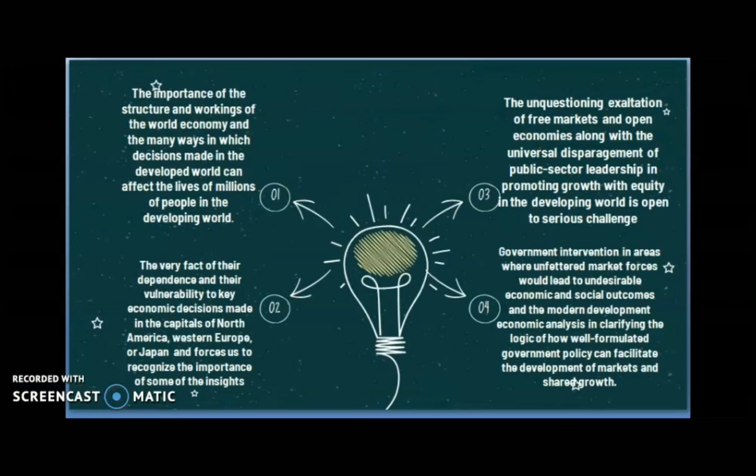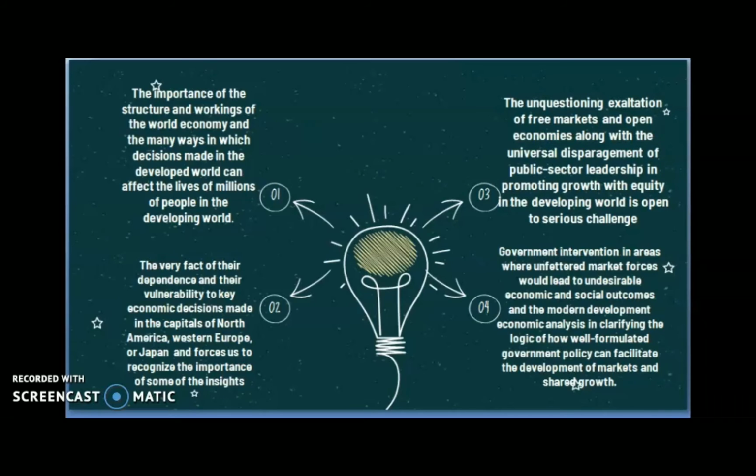As a classifier, there are four important points. The first is the importance of the structure and working of the world economy, and the many ways in which decisions made in the developed world can affect the lives of millions of people in the developing world. The second is the fact of their dependence and vulnerability to key economic decisions made in the capitals of North America, Western Europe or Japan, which forces us to recognize the importance of some of these insights.